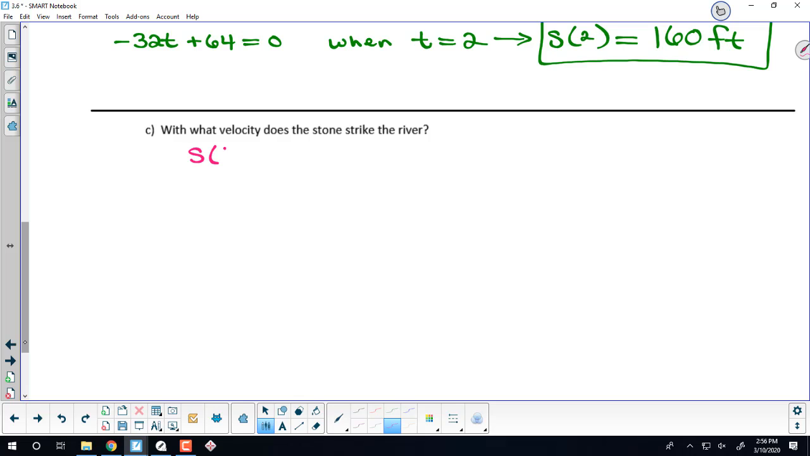So what we have to do is figure out first what time the position is 0, and then we have to plug that time into the velocity because we're trying to answer velocity. So S of t equals 0, solve for t, plug into velocity.